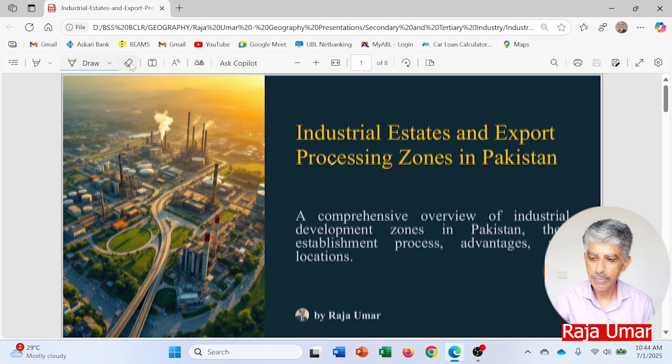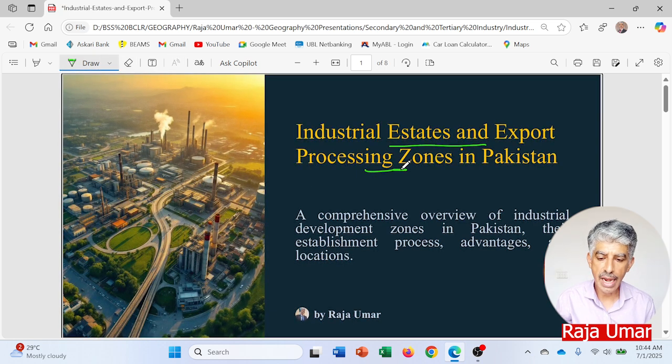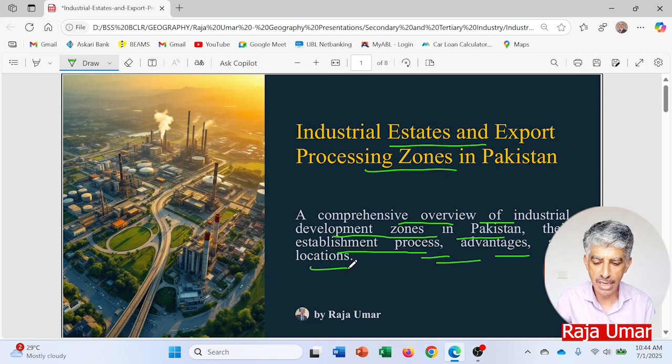The industrial estates and export processing zones in Pakistan, a comprehensive overview of industrial development zones in Pakistan, their establishment and their process and advantages and their locations, that is where they are. So this is really very important for the economic growth of Pakistan.